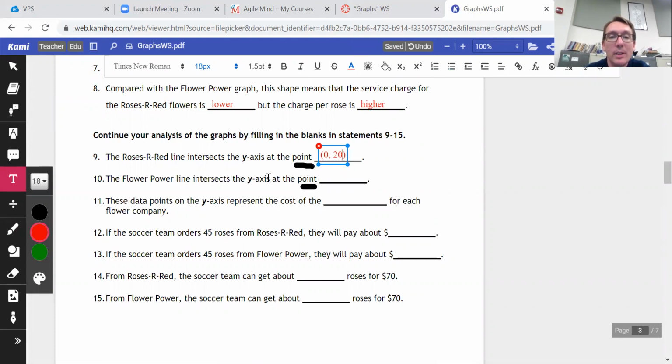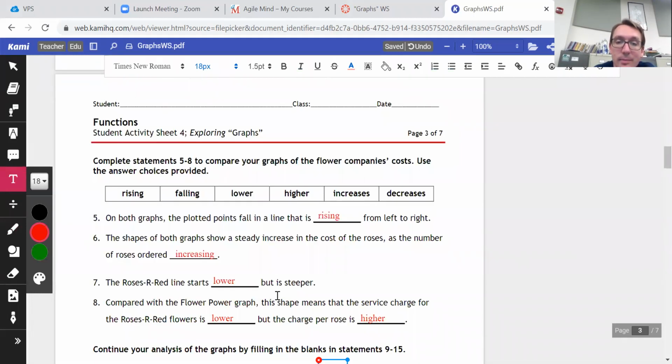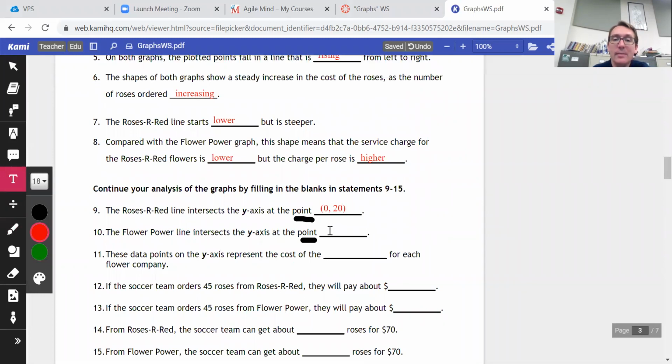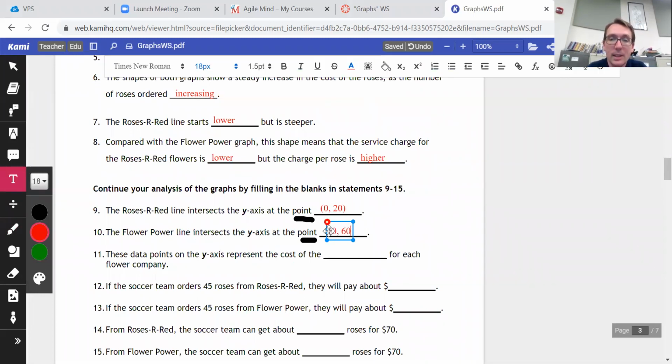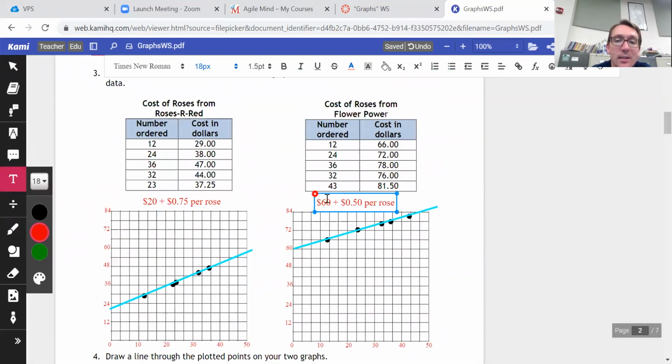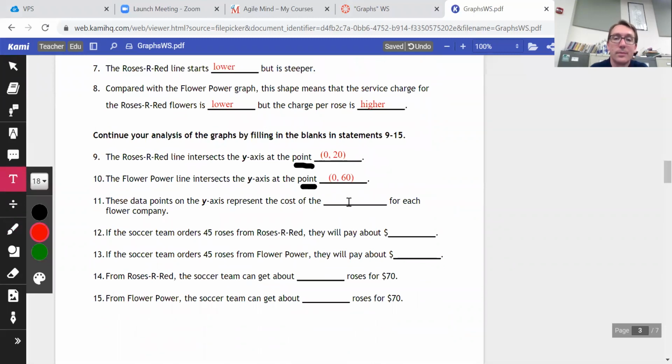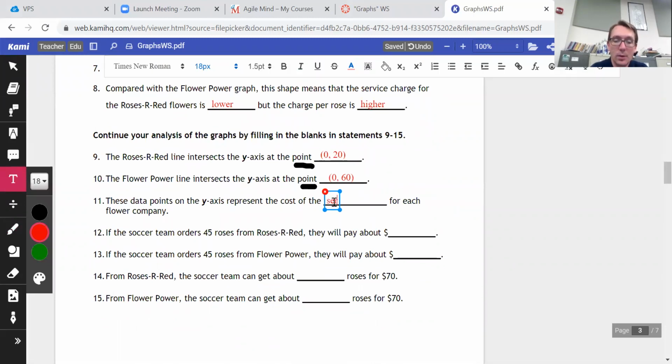All right, flower power, on the other hand, crosses right here at 60. That's the point where X is 0 and Y is 60. 0, 60. So let's type that in. 0, 60. Easy. These data points on the y-axis represent the cost of the what for each company? What was this number called, the 20 and the 60? They called it their service charge. We just dealt with that. Service charge.